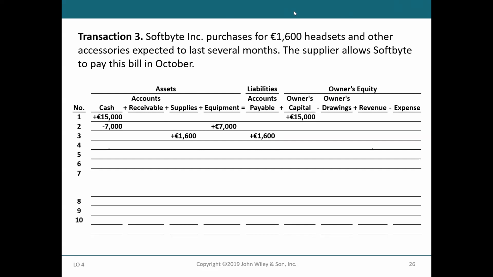Why does accounts payable increase? Because the company says they will pay the bill in October. So now they haven't paid anything yet, which means we owe the money and we're going to pay it in the future. So in this case, we have an account payable, or we say that accounts payable increased by 1,600. Okay, now let's go to the next one.